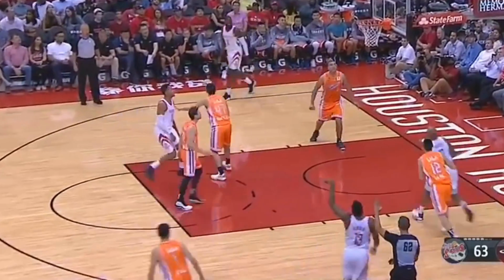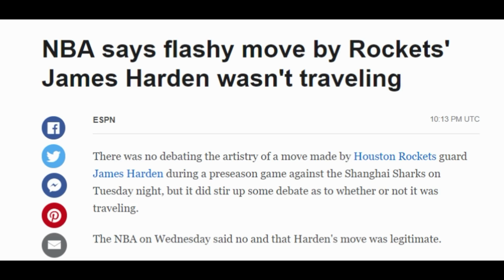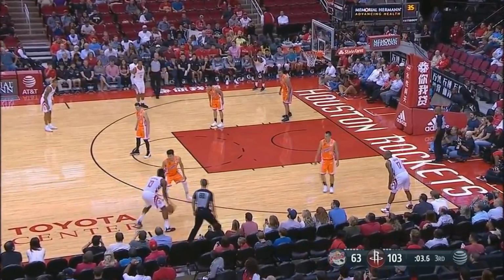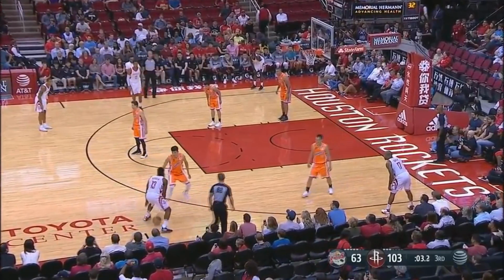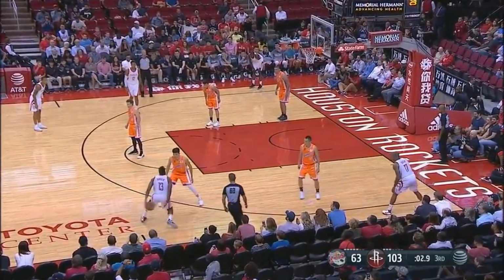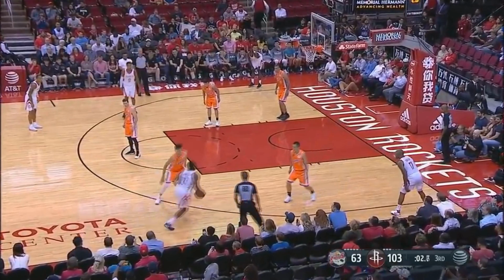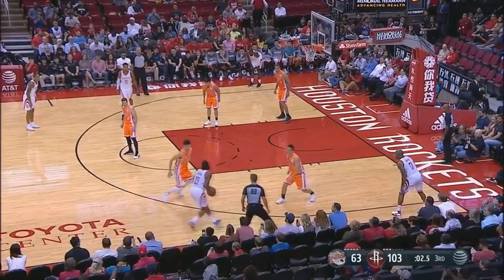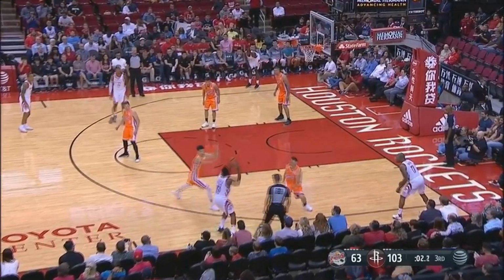So, what do you think? Was the NBA right? Is this a legal move? The flashy move by James Harden? Or did the NBA drop the ball? Let's have a look here in super slow motion. What do you think? Here, gather. Left foot is still on the floor. He can't say the right is the gather. Just makes no sense. And then 1-2. I'm saying this is a travel.